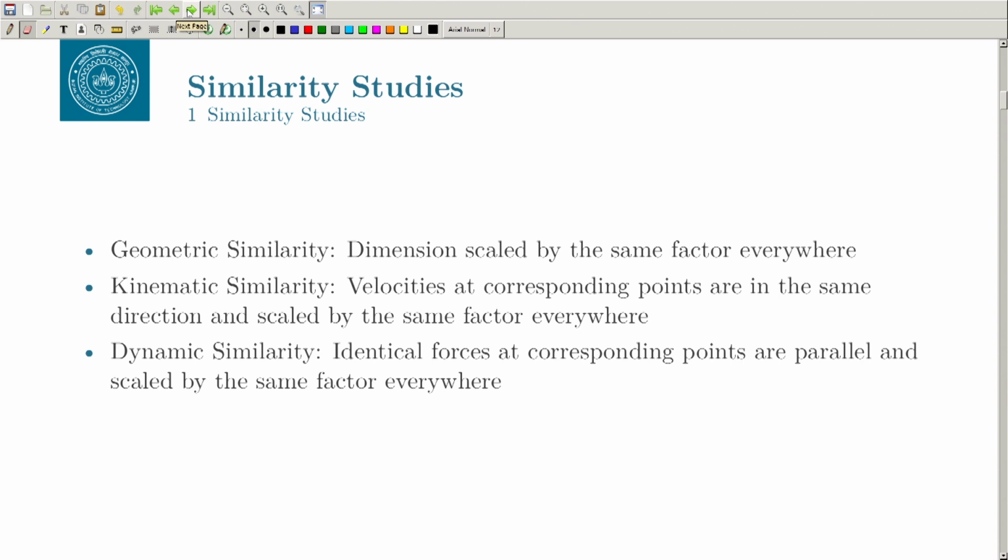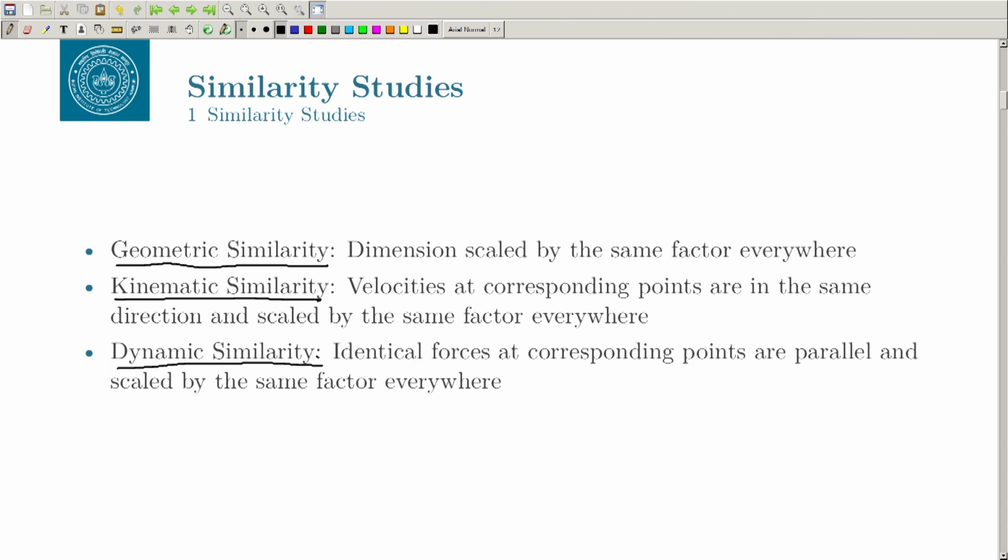So, there are 3 kinds of similarities, as you can see here in the slide. One is your geometric similarity. The second is the kinematic similarity, and the third is the dynamic similarity. We will look into all these aspects one by one.